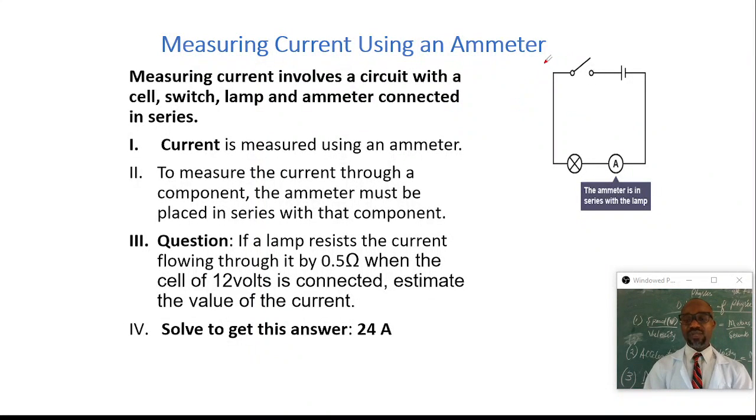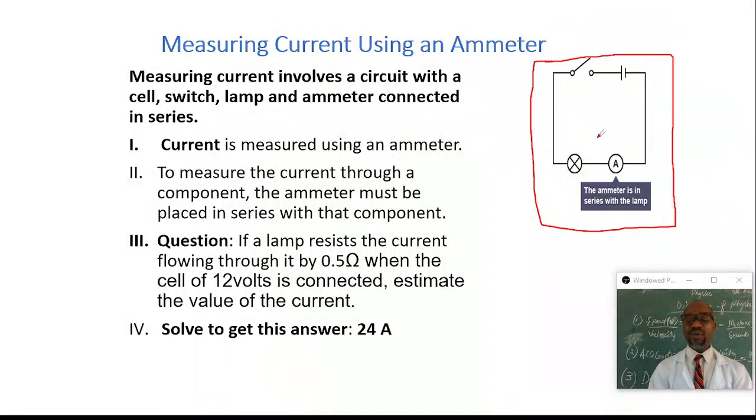Let me illustrate this. This diagram that I am covering with a square shape illustrates how a current flowing in a metallic conductor can be measured using an ammeter. We need to understand that an ammeter is an instrument that measures small amounts of current, no matter how small the current is.